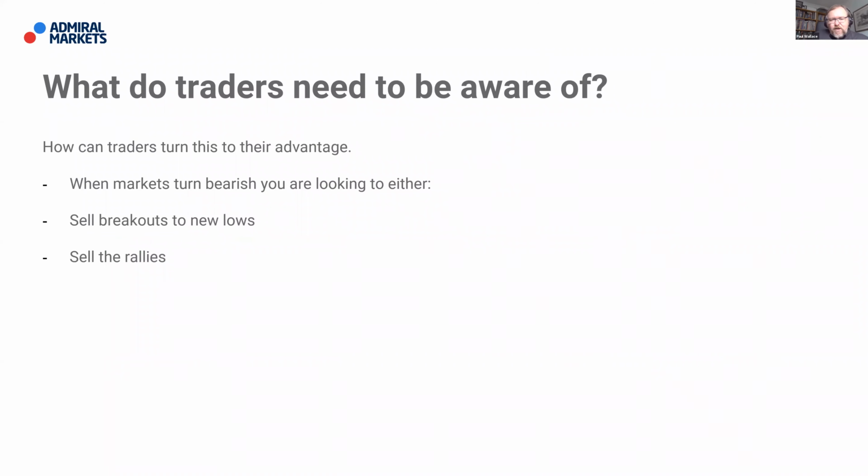So, in terms of what traders need to be aware of and how traders can turn this to an advantage, well, when markets turn bearish, you're looking to either sell breakouts to new lows, or sell the rallies. And I appreciate that some people are completely new. When we're looking to sell the rallies, what we mean is that every time price rallies, these areas here would be opportunities for us to sell the rallies.